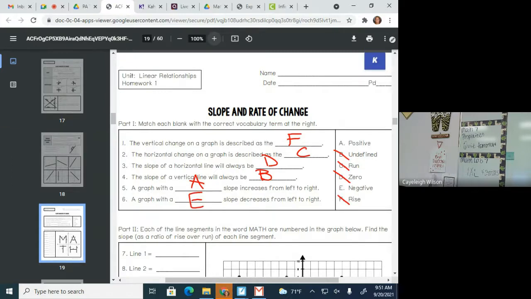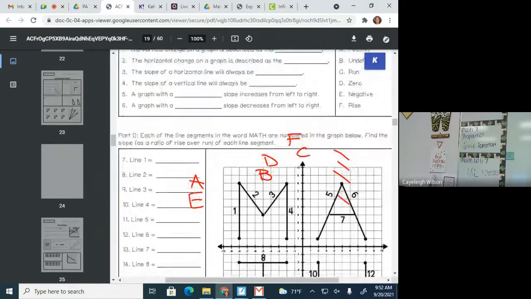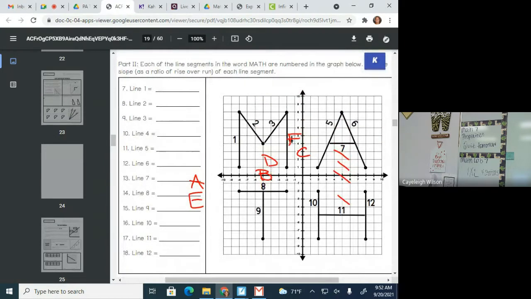All right, let's look at part 2. It says each of the line segments in the word math are numbered in the graph below. Find the slope of each line segment.